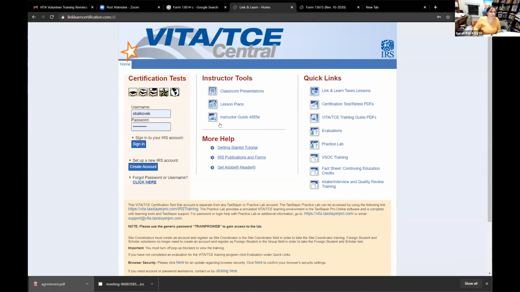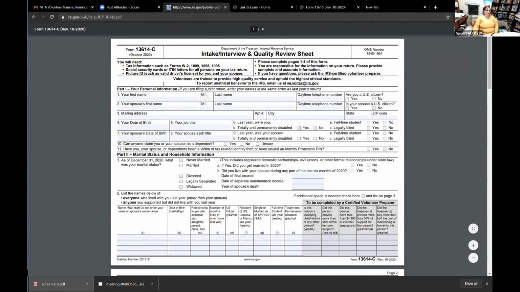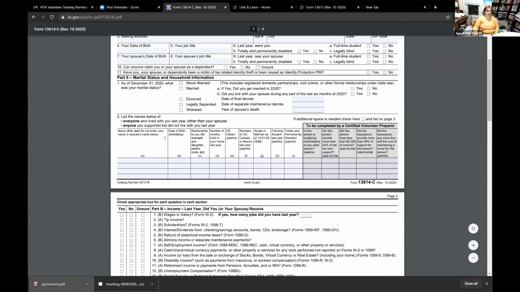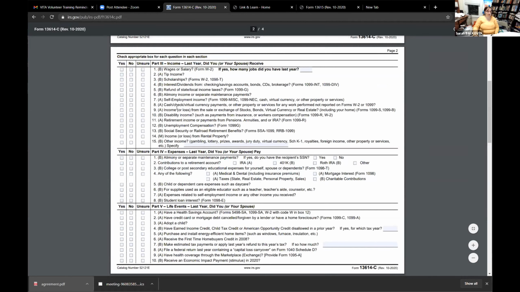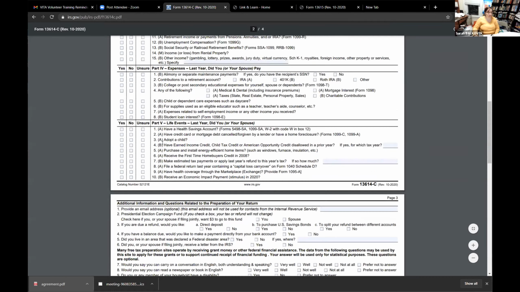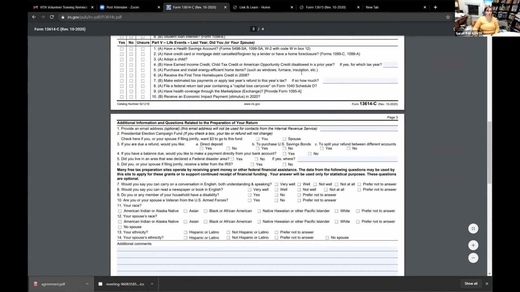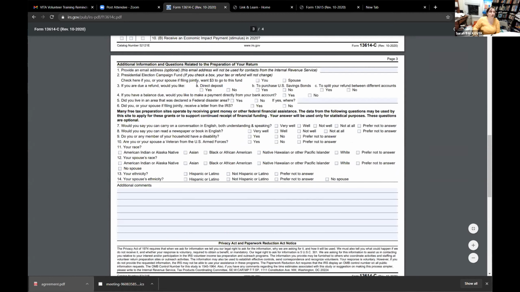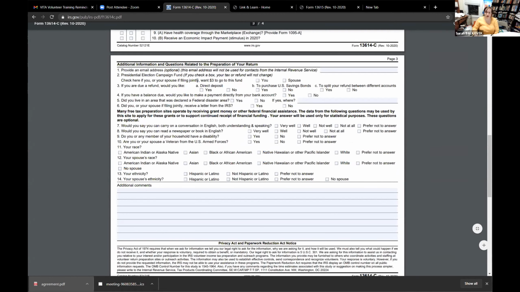If you've got that form in front of you, I can actually share my screen and pull it up. And go to the actual form. I thought I had it up. So you'll see there, it says yes, no, or unsure. So we're going to go through all of that income information and we're going to ask them questions on it and probe until we have a definite answer for every single question. Then we're going to talk about expenses with them. We're going to talk about life events with them. We're going to talk about where they want their refund put if they're owed a refund.